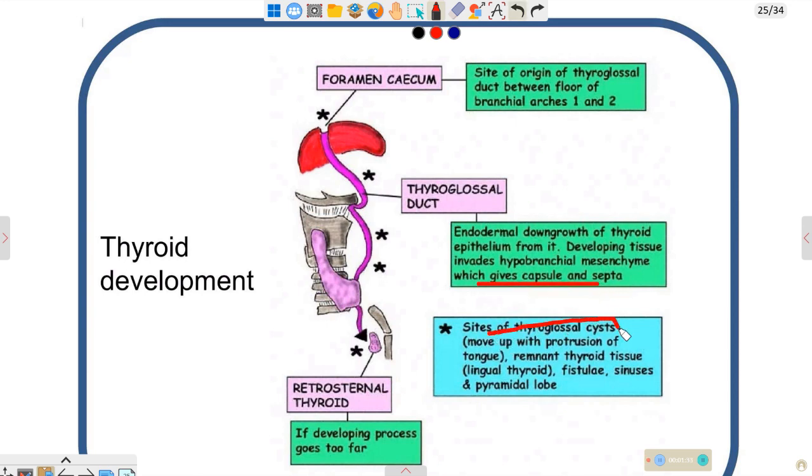The site of the thyroglossal duct moves with the protrusion of the tongue, leaving remnant thyroid tissue, lingual thyroid, fistula, sinuses, and pyramidal lobe. This is the substernal thyroid if the volume goes too far. So this is the thyroid gland and hypothyroidism.